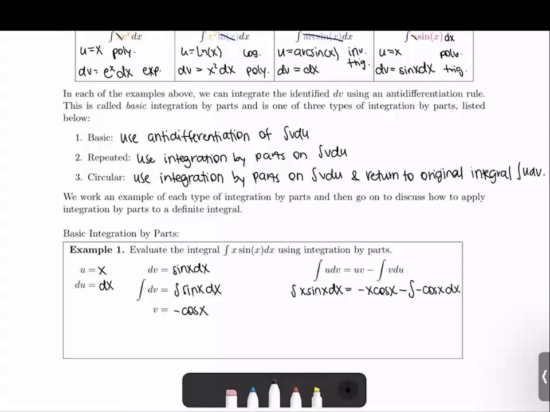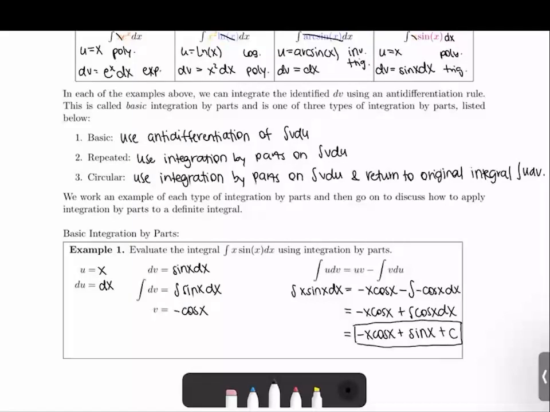The first thing I'm going to do is rewrite that double negative as a positive. So my uv stays the same, and then I add the integral of cosine of x dx. And now I just integrate cosine. So this was our first case, basic integration by parts, because our new integral is just the integral of cosine, which is one of our anti-differentiation rules. So the integral of cosine is positive sine. And now that we integrate here, as our last step, we add our plus c. So this is how we use that basic integration by parts.